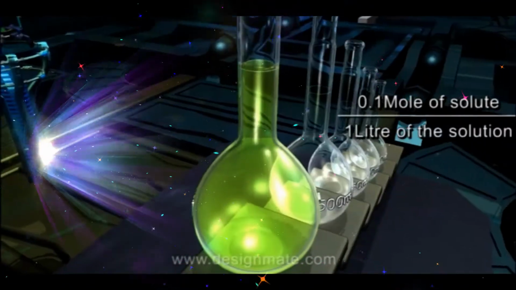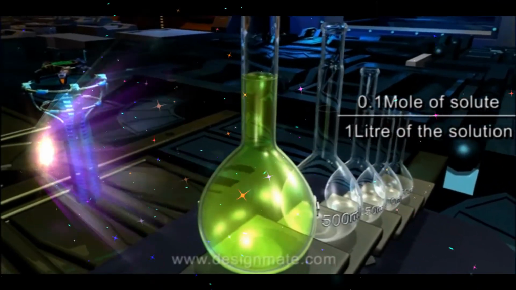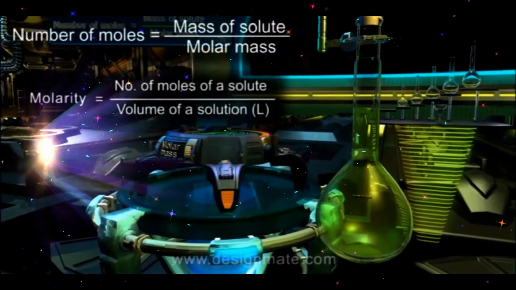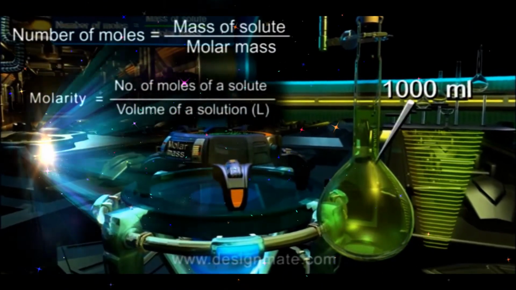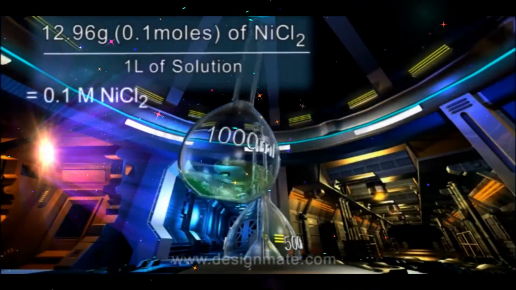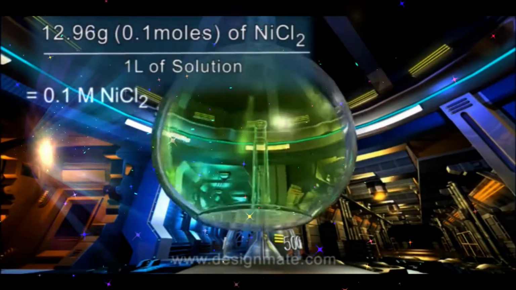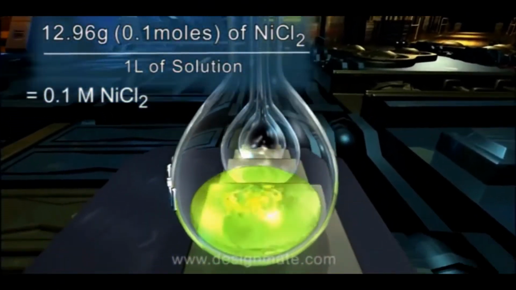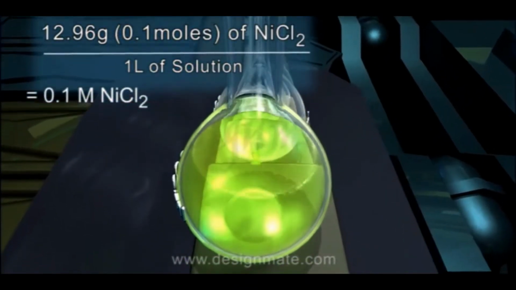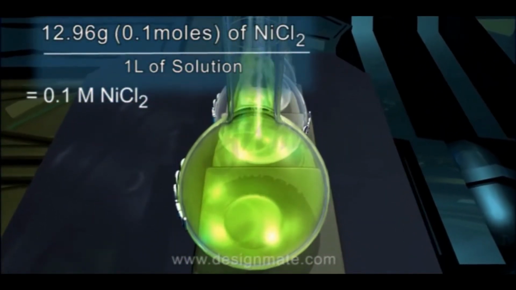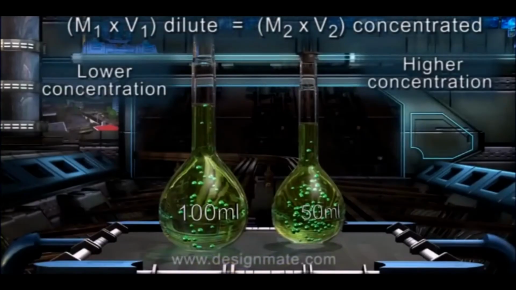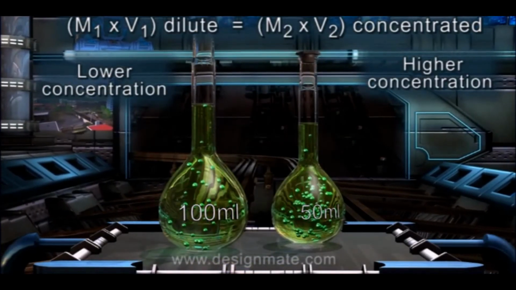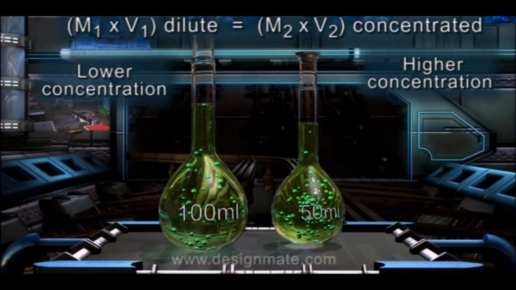Summary: molarity is a way of expressing the concentration of a solution. It is the number of moles of solute dissolved per liter of solution. A solution containing 23.76 grams of NiCl2·6H2O per liter of the solution is 0.1 molar, as it contains 0.1 moles of NiCl2·6H2O in 1 liter of solution. A solution of lower molarity can be prepared by diluting a solution of higher molarity.